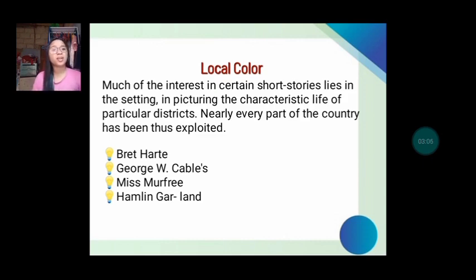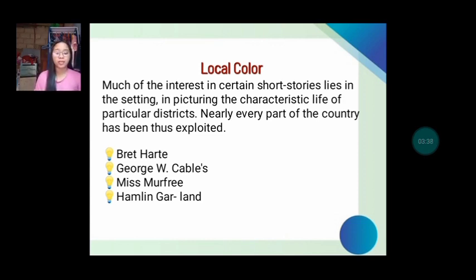Okay, when we talk about local color, for example in a country like America, you get to know their characteristics, what they focus on in their literary pieces, whether they focus on their religion. Okay, so you will see Bret Harte, George W. Cable, Miss Murfree, Hamlin Garland. Okay, they tackled local color.